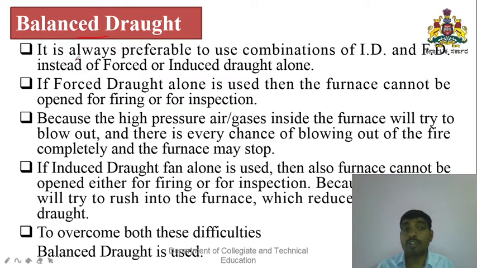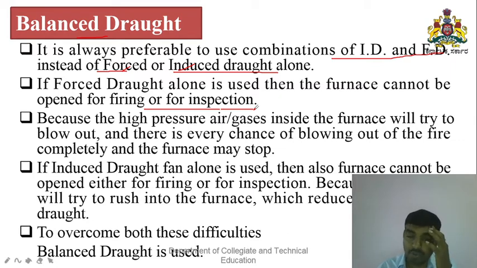Let's have a look. It is always preferable to use a combination of ID and FD, that is, forced and induced draught fans are used, rather than using a single one alone, whether forced or induced. If forced draught alone is used, then the furnace cannot be opened for firing or inspection. Let's look at the drawbacks of forced draught and induced draught. With forced draught alone, it is not possible to inspect the furnace during operation. That is one drawback of forced draught.